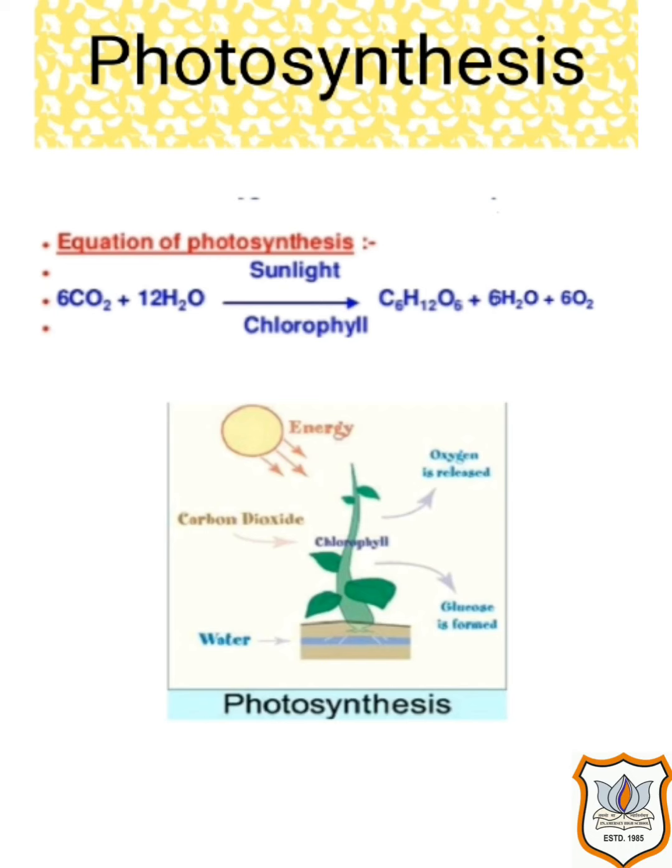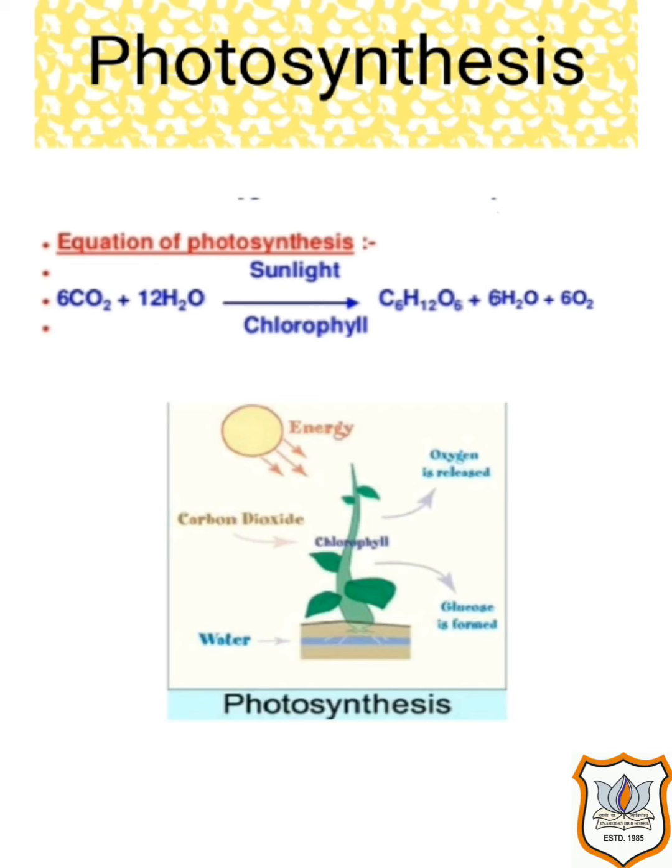Finally, we are observing in this equation 6 CO2 plus 12 H2O, that means carbon dioxide and water, plus sunlight and chlorophyll, green plants prepare their food, that is C6H12O6 in the form of glucose. Along with that, 6O2, that is oxygen, and 6H2O, that is water, are also released as byproducts. This is the actual process of photosynthesis.